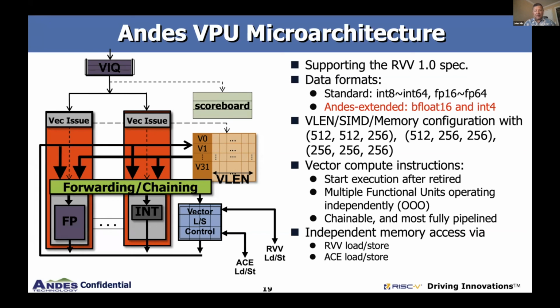It's chainable, fully pipelined, so we could do sequential operations. We could load the data from the stream port. There's a RISC-V vector load and store unit, and then there's a CPU load store unit, and a streaming unit. The idea is to get a lot of data in, a lot of data out as quickly as possible.